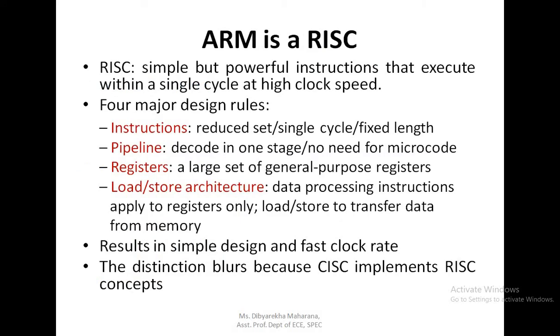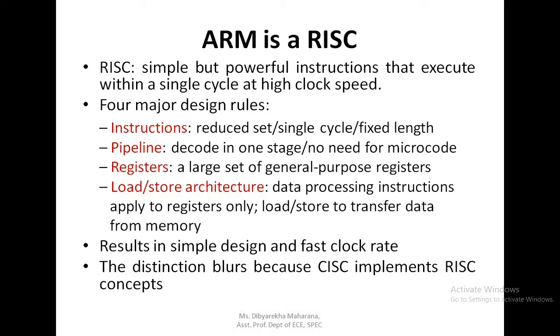ARM is a 32-bit RISC processor. It has 4 major design rules. First one is instructions: a reduced instruction set is used, single cycle and fixed length. Second is the pipeline. It can decode in one stage. There is no need of microcode.